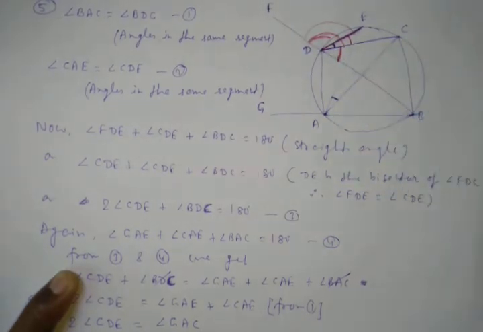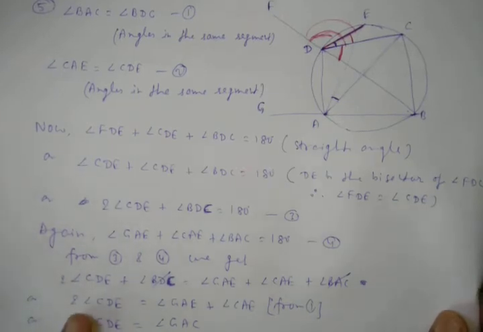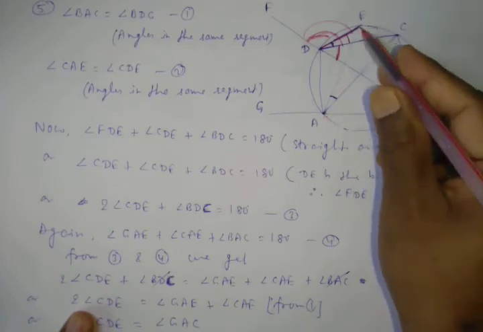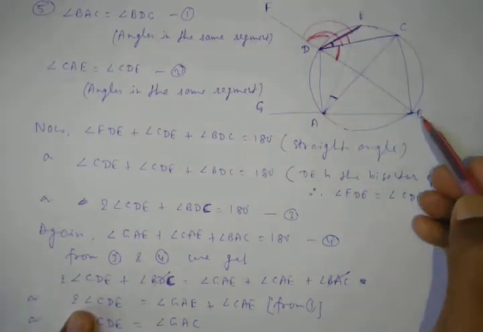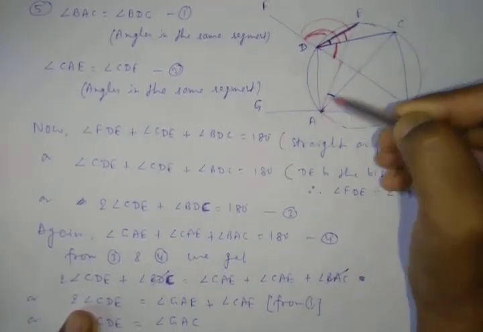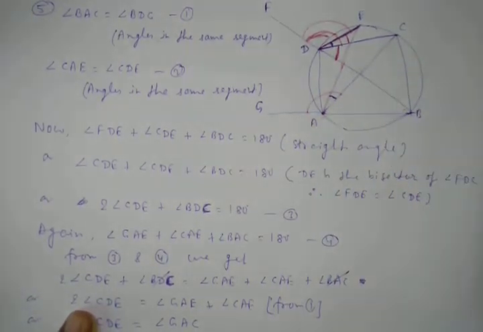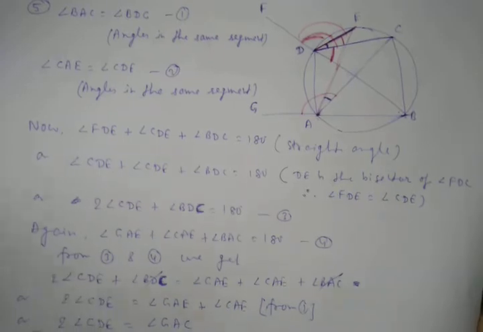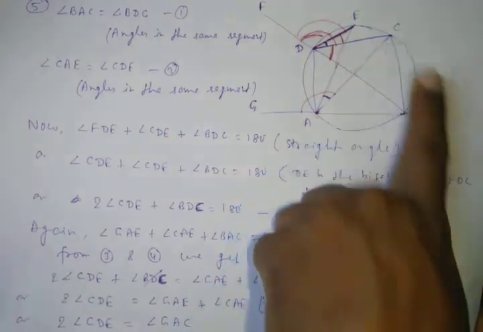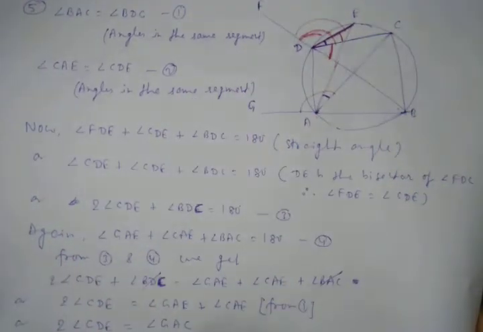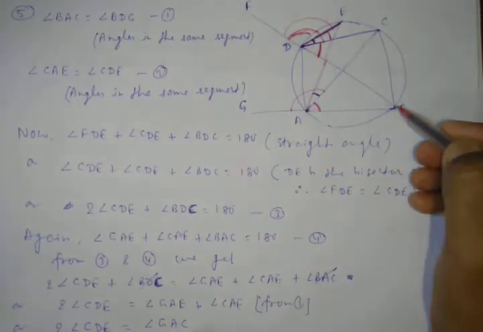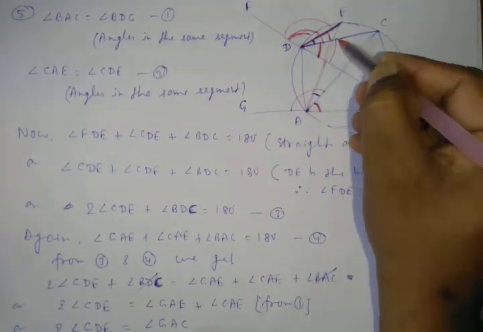So this is given here. Then we have to prove that AE is the bisector of the external angle BAC. That is, AE is the bisector of this angle, GAC. So this is the question, and we will proceed from this. First, angle BAC equals angle BDC, because these two are the angles on the same segment. So they are equal. That is this angle equal to this.